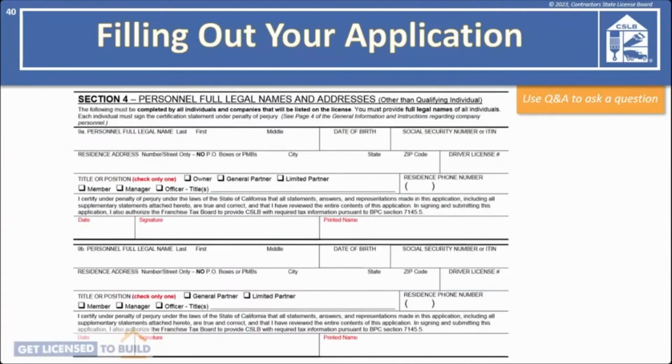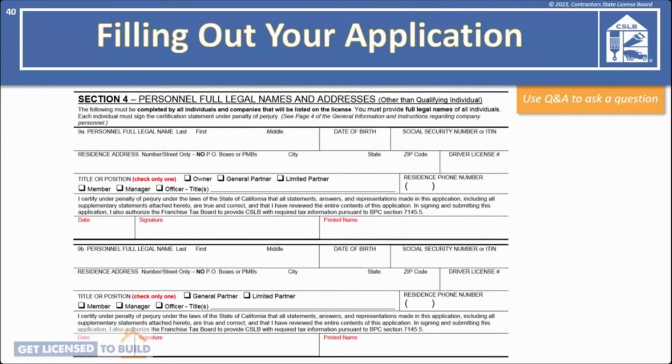Parts of the application, Section 4, personnel, full legal names and addresses. Section 4 is where you will list the personnel information for all remaining personnel that will be listed on this license. For example, if you are applying for a corporation, you will need to indicate who will be the responsible managing officer or employee, president, secretary, and treasurer. Again, more information can be found on page 6 of the application instructions. If you will have more than 4 people on your license, you can make additional copies of this page and include it with your application.